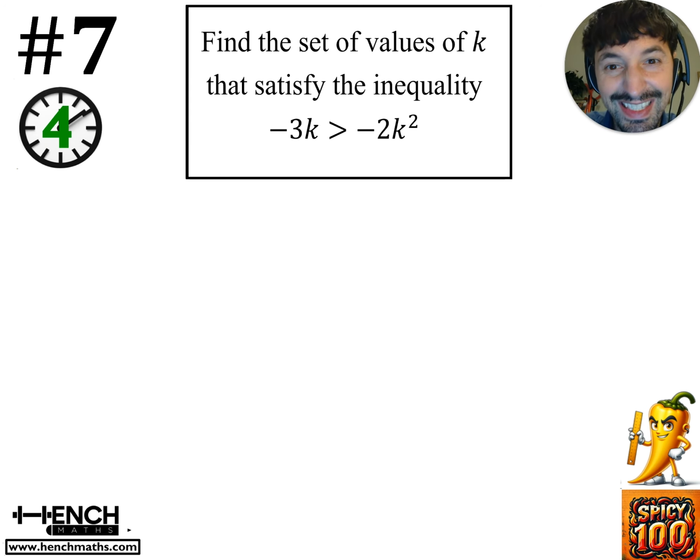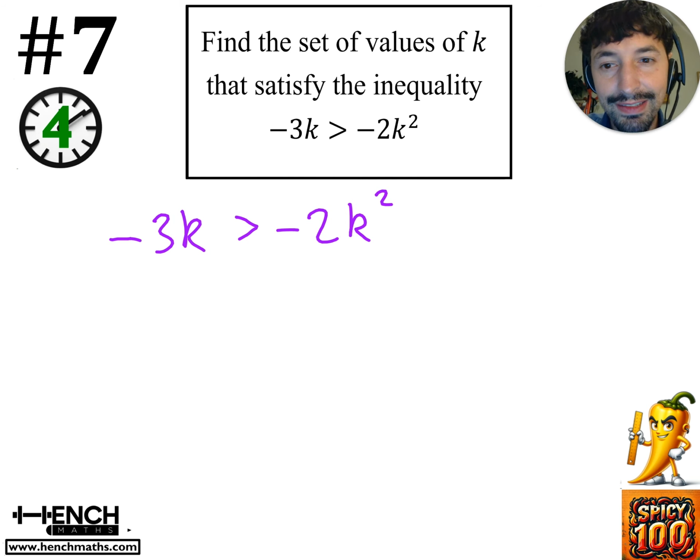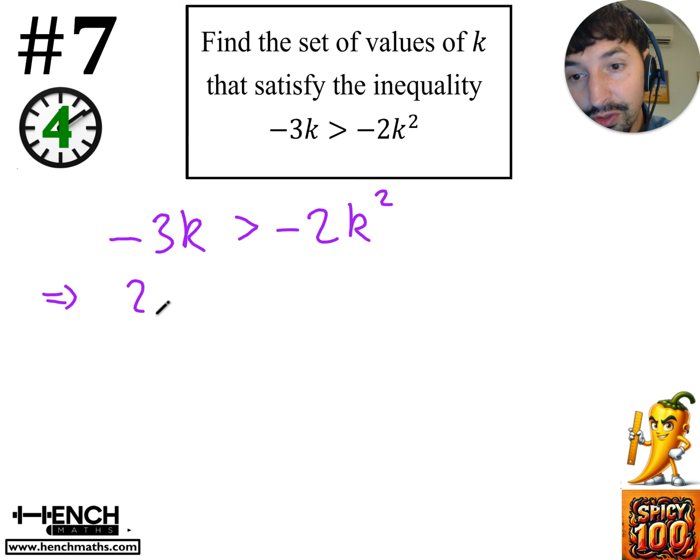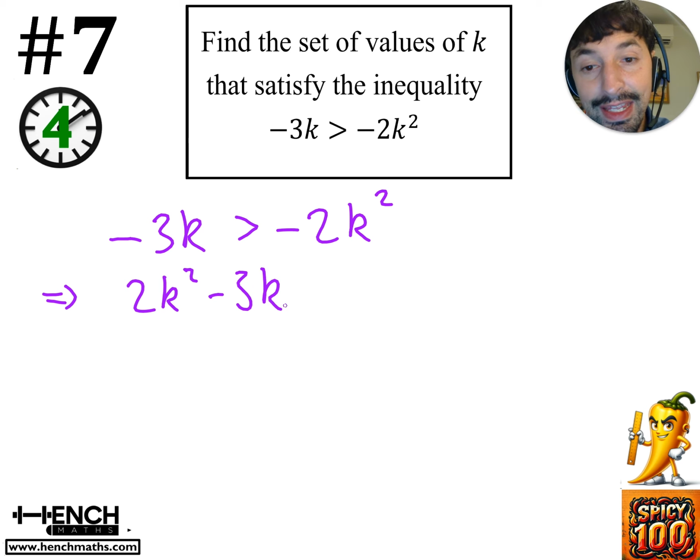But the big thing to notice is that this is a quadratic inequality, which means we want to rearrange it so the expression is larger than 0. Then we can use our knowledge of quadratic graphs to see the way this inequality works. So the first thing we need to do is move the negative 2k squared. You could move the other thing, but I prefer to work with a positive k squared. So we're going to move the negative 2k squared to the left-hand side, which gives us 2k squared subtract 3k is larger than 0.